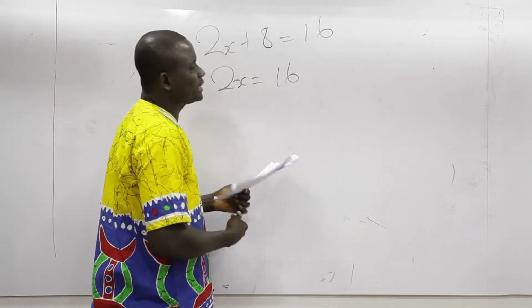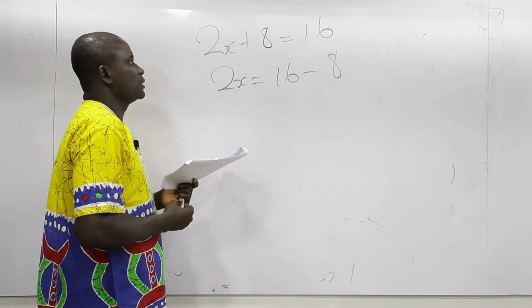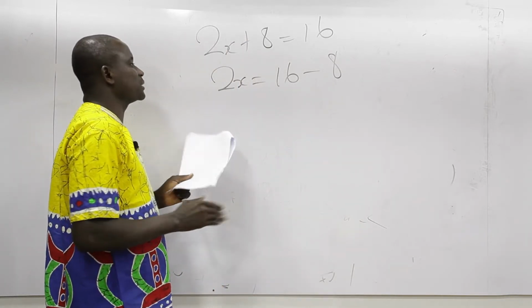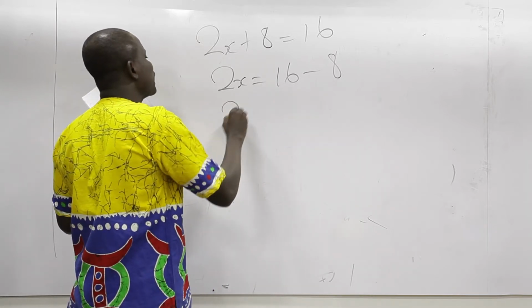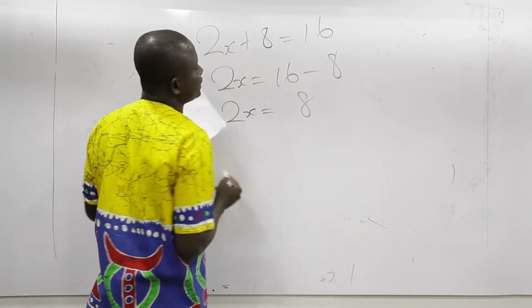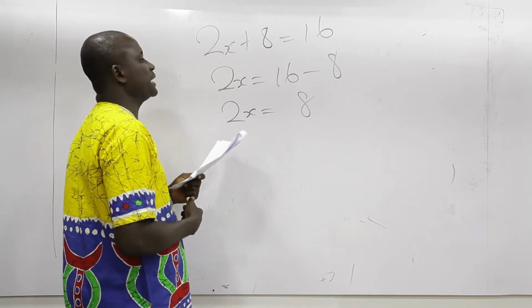When it crosses the equality sign, it becomes what? Minus 8. All right? I hope I'm right. So 2x is equal to 16 minus 8. So here I'm going to get 2x is equal to 8. When you subtract 8 from 16, you are going to get 8.